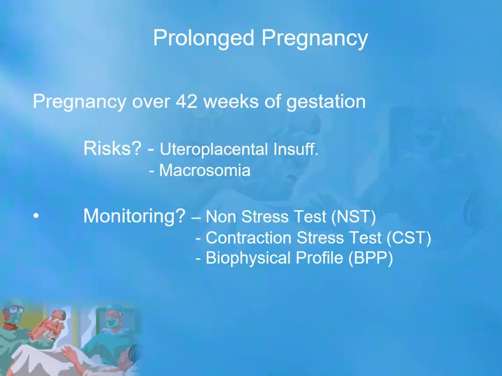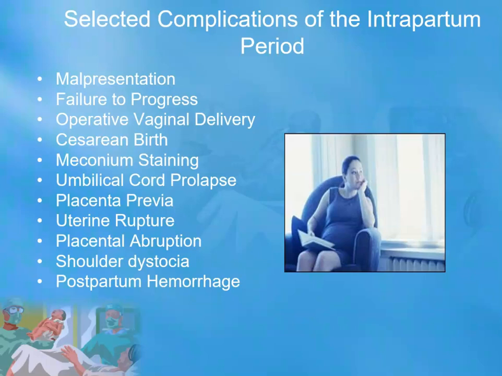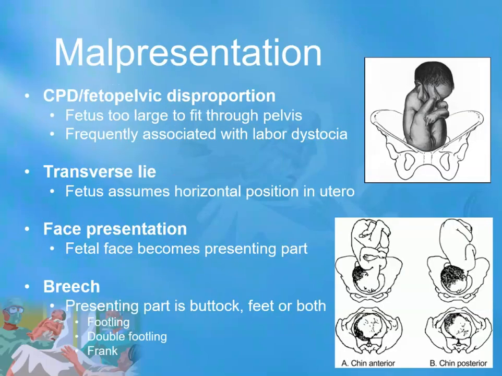Some selected complications of the intrapartum period. These are some, and I'm going to go over each one of them, but these are the list of them here. Malpresentation. Okay, so malpresentation is when the baby's not coming out like we thought it should. It should come head down. It might be breech. Or it could just be CPD, cephalopelvic disproportion. Mom's pelvis is not accommodating the baby. The fetus is too large to fit through the pelvis. This can be frequently associated with difficult labors or labor dystocia.